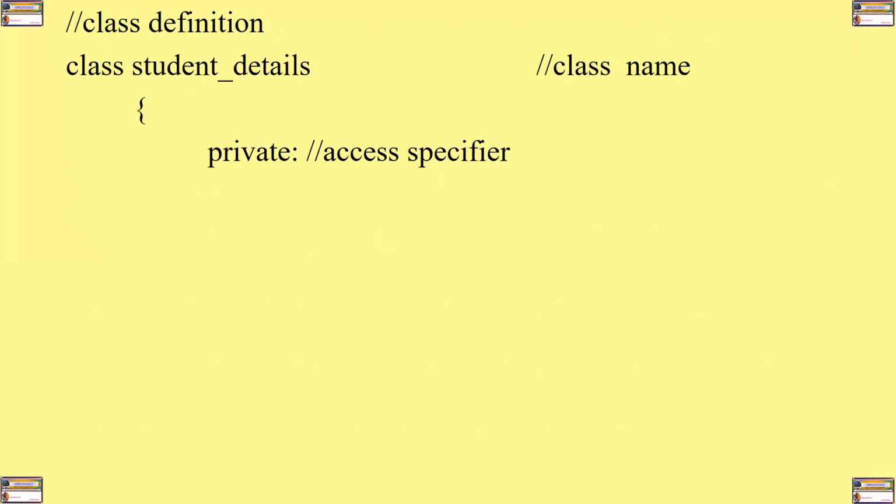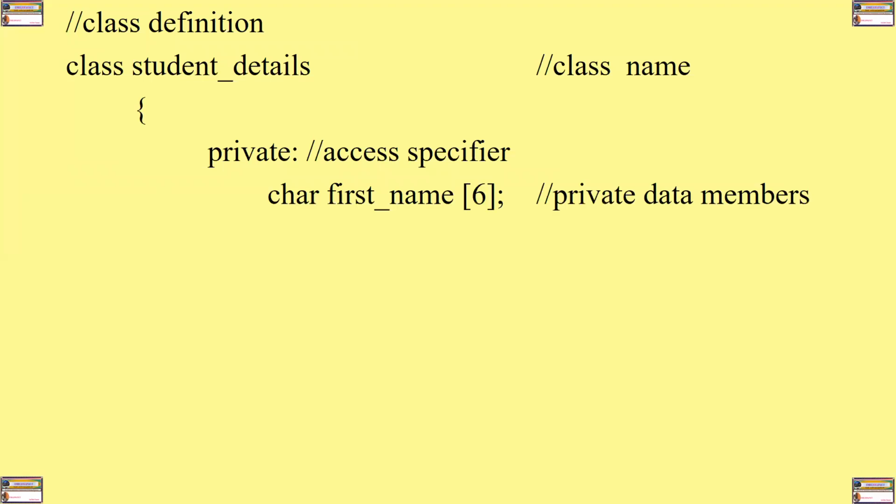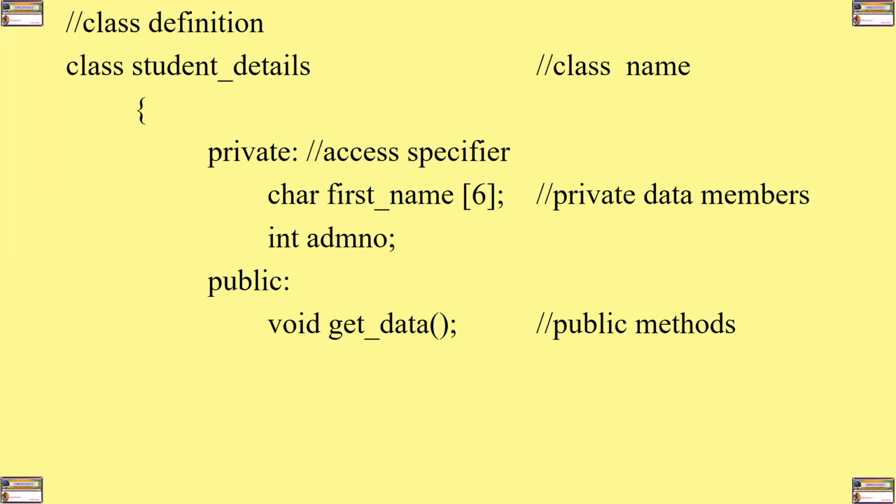And this class has a private member or private members, one, first name, which is of type character. So this is a private data member that can only be accessible through this class or in this class. And then we have another member which is also private called admission number of type integer. We also have a public member which can be accessible from outside this class. And this member is called getData.